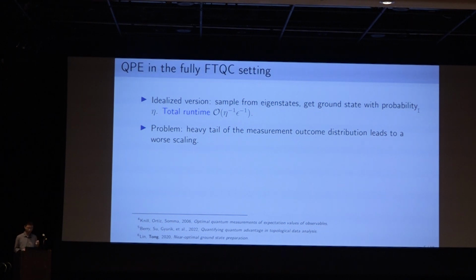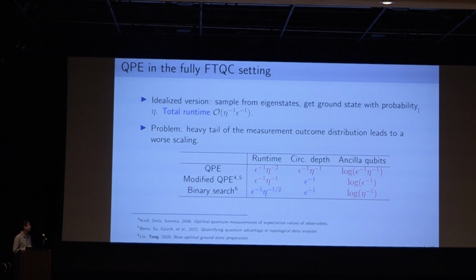But this is, however, a very idealized picture of this algorithm. In practice, if you actually run the textbook version of quantum phase estimation, you will not get so nice a result. This is because in phase estimation, you don't get the energies exactly. Rather, you get a distribution around your energies. And this distribution has some tail. It turns out, for the textbook version, there's a heavy tail of this distribution, which gives you worse scaling. So when you actually implement QPE using the textbook version, the runtime will scale like epsilon inverse times eta to the minus 2 rather than eta to the minus 1. And the circuit depth also needs to be longer and requires a large number of qubits. So people have improved this quantum phase estimation in various ways, and you can get better runtime, better circuit depth, and also reduce the number of qubits.